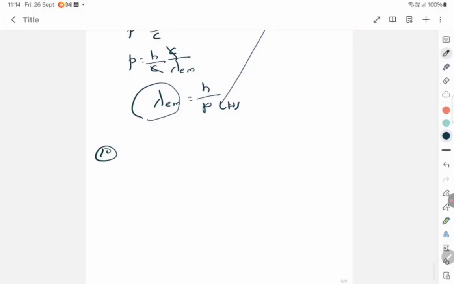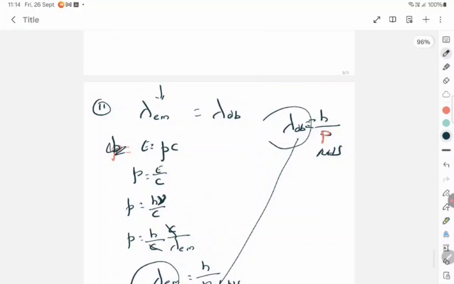It's the 10th question. What is the de Broglie wavelength? This question had nothing to do with the metal or emission of electrons, only about the incident wave, which is about the electromagnetic wave.